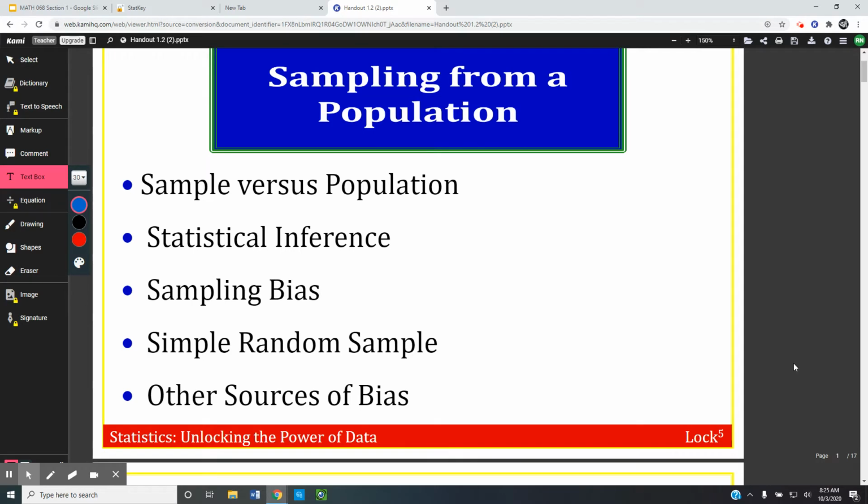We're going to talk about a sample versus a population. We're going to talk about statistical inferences. We're going to start talking about sampling bias and what that means for us in the sample set, and simple random samples and other sources of bias. So bias will be a big hitter today.